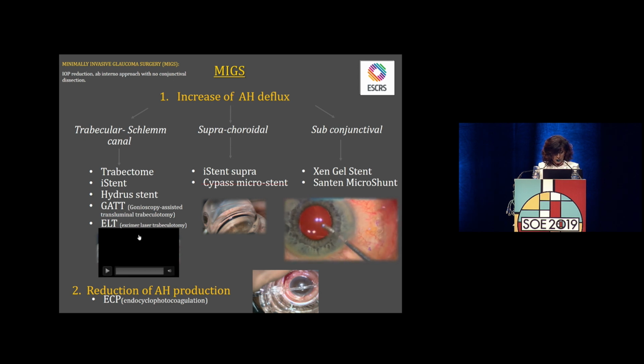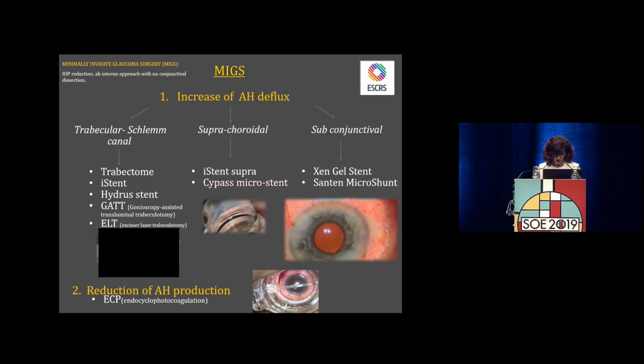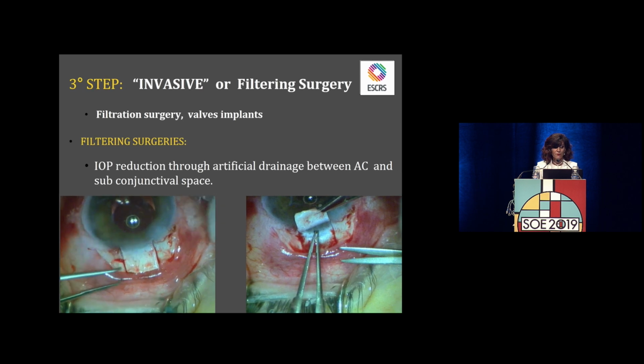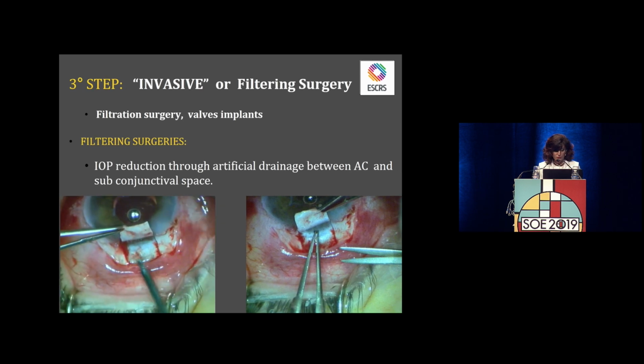Or if I want to reduce the aqueous humor production, I use endocyclophotocoagulation or ultrasound disruption of the ciliary body. Well, I have lots of experience with the XEN 45 in mild and moderate glaucoma patients with cataract surgery. And if I have a failure after the first implantation, I will implant a second one. And if I also have failure of the second one, I pass to a third step, an invasive or filtering surgery.